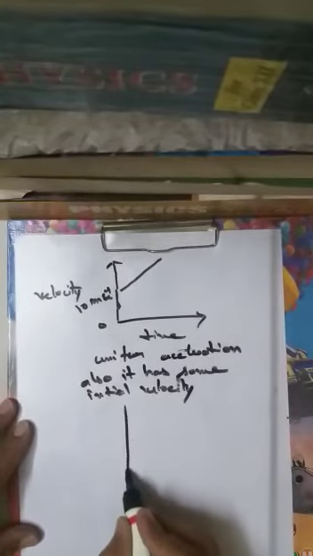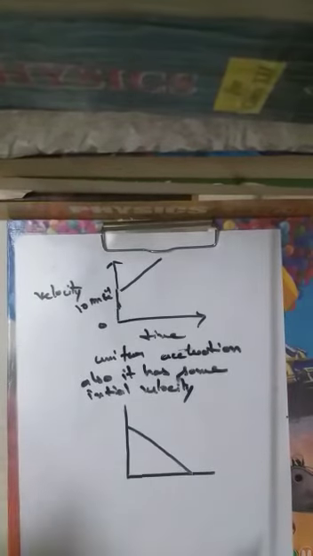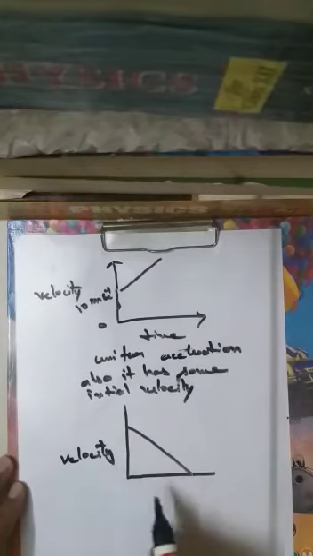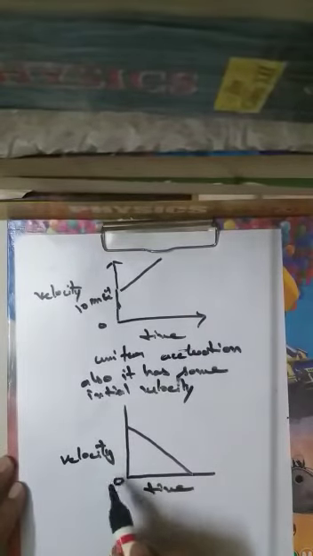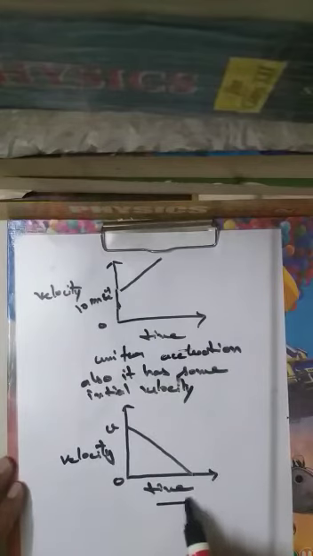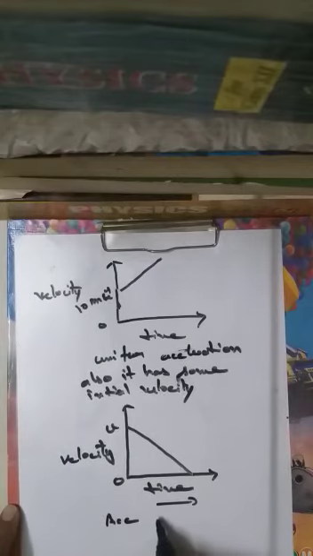If the graph is like that, it means the velocity of the body decreases. This shows negative acceleration. Here the initial velocity is v, and when it reaches the axis the velocity becomes 0, so the acceleration is negative. This represents that the acceleration is negative in nature.